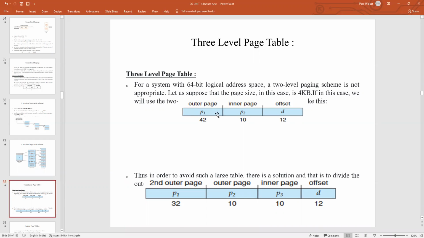Here the address will have an outer page, an inner page, and the offset value. The outer page is represented as P1, after that P2, after that d, which is the offset value. Likewise, we are representing the particular bits. Here the 64 bits have been divided into 42, 10, and 12. Like that, we divide the address into different values.